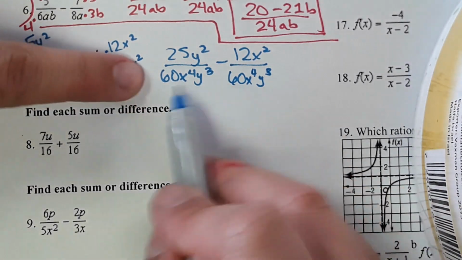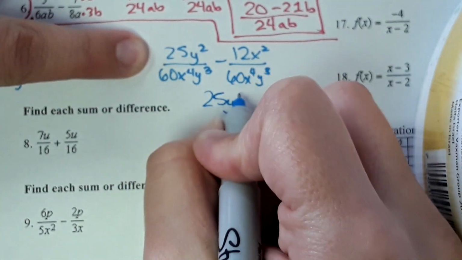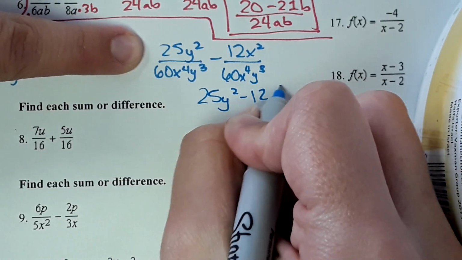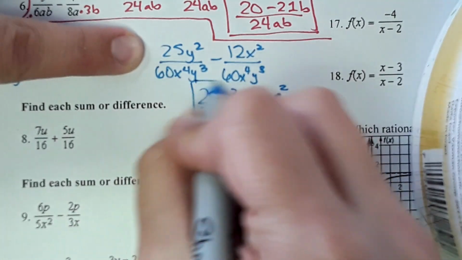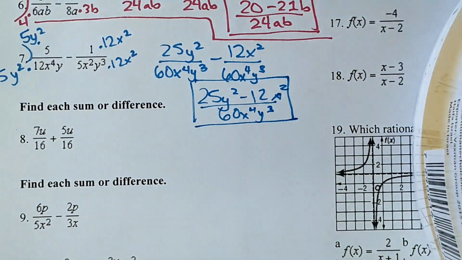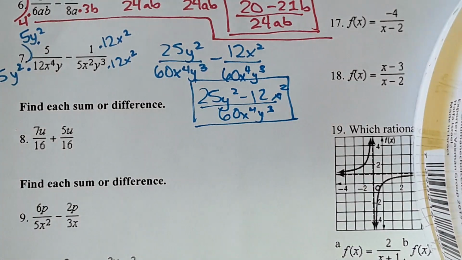And then, now that we have the same denominator, I'm just going to rewrite this. This is what you'd be looking for in the answer choices. And that's it. There aren't any common factors between 25y squared and 12x squared that you could take out. So that's it.